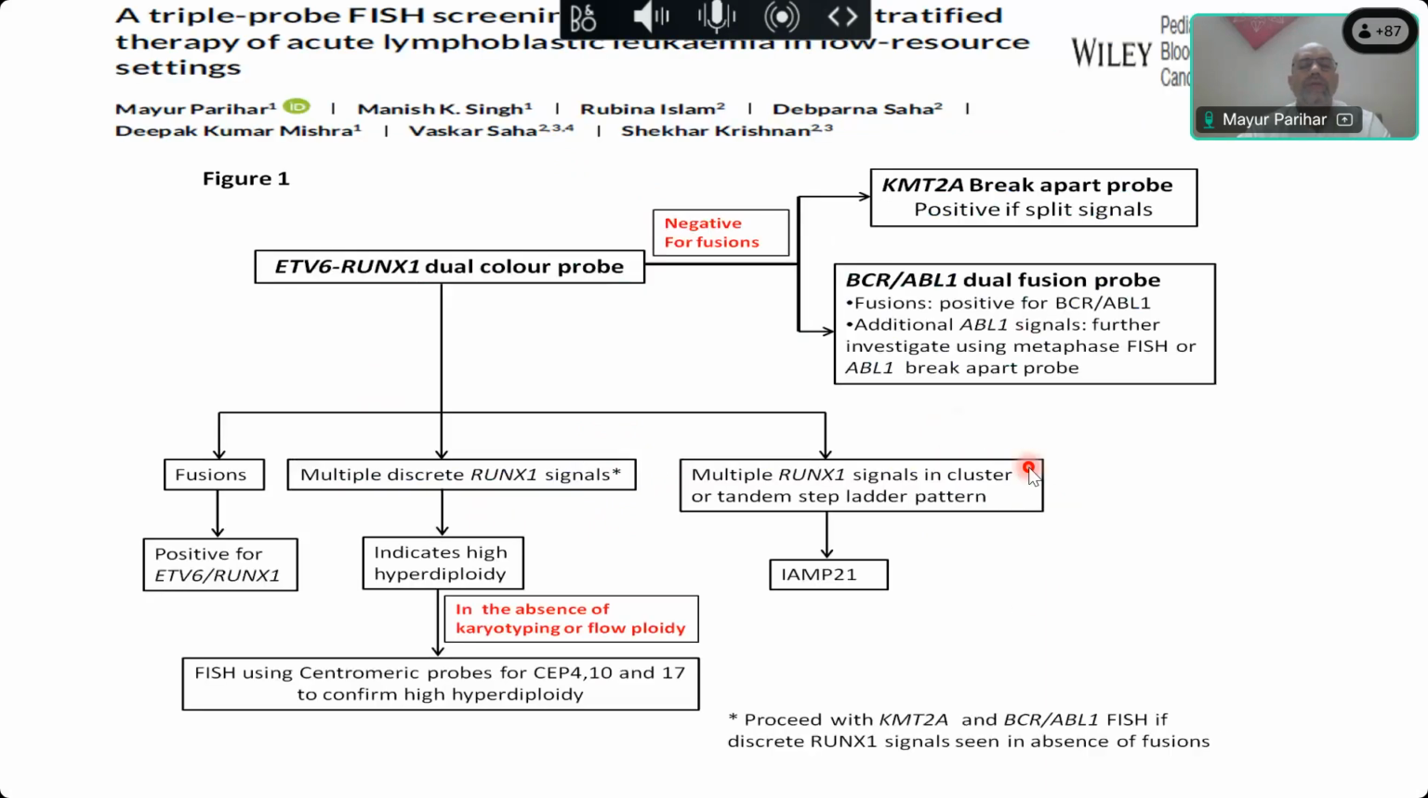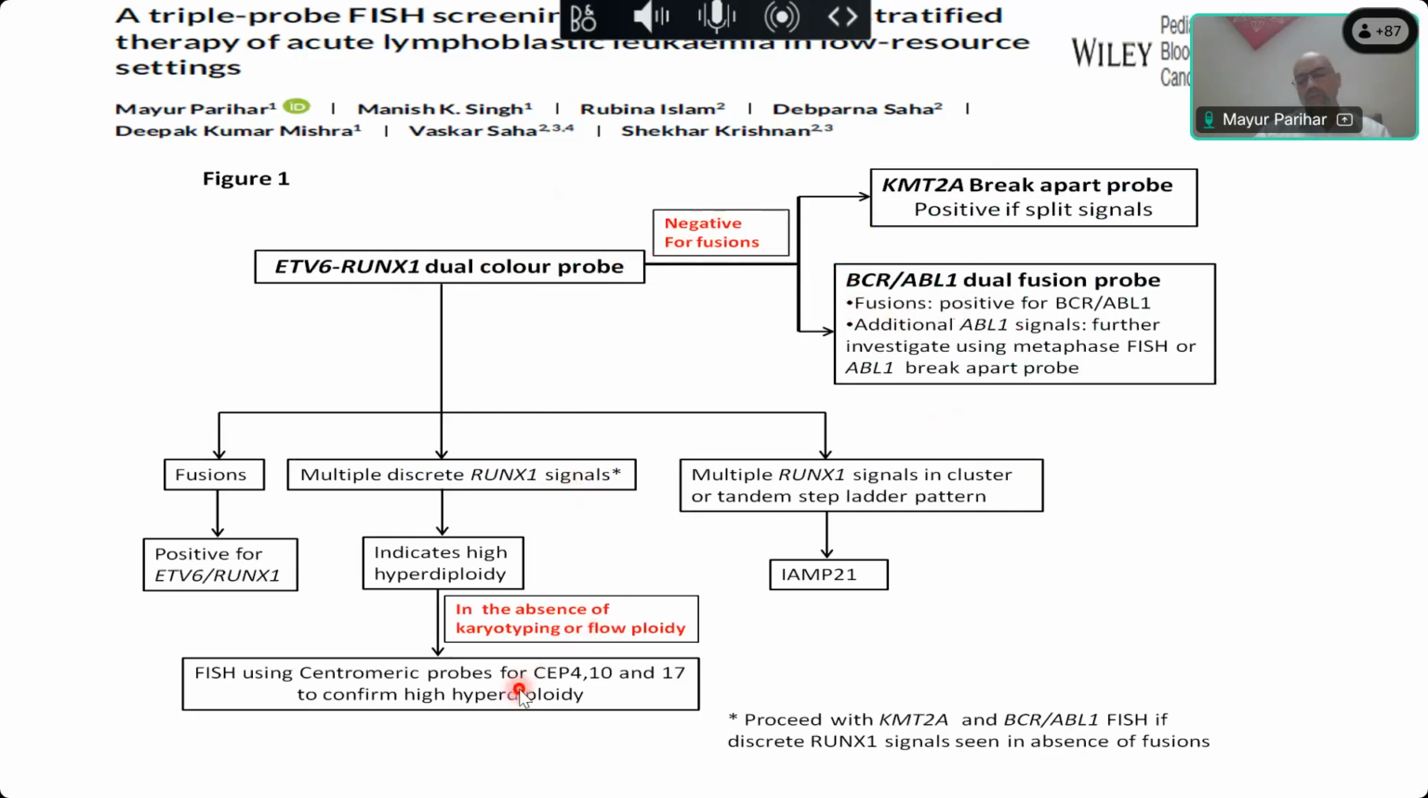So how do you achieve this? You can just use karyotyping, or since expertise to interpret karyotyping is difficult to find, you can use a combination of flow cytometry and FISH. FISH is much easier to do. You do a flow-based ploidy. It will tell you whether it is hypodiploid, hyperdiploid, or normal diploid. Then you use 3 probes: 12;21, KMT2A (MLL) break apart, and BCR-ABL. By using these 3 FISH probes and flow ploidy, you can actually risk stratify almost 70 to 80% of pediatric ALLs.